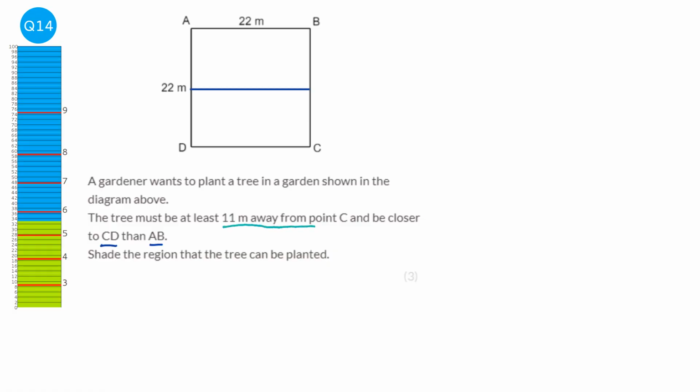The second piece of information that is given to us is it must be at least 11 meters away from point C. So we get our compass out and measure 11 centimeters, or whatever the scale we're using in this diagram is, and we draw a quarter circle from C. And it says shade the region that it can be planted. So this is the region that represents closer to line CD than AB, but also not within 11 meters of point C.